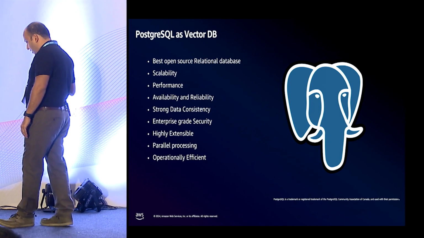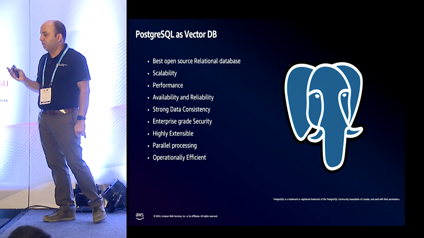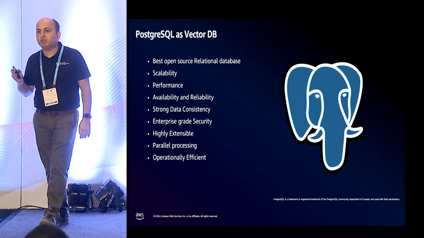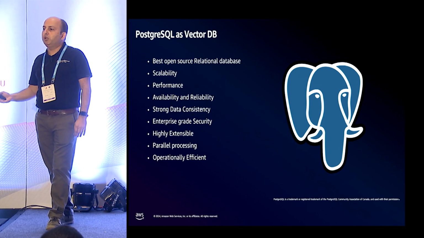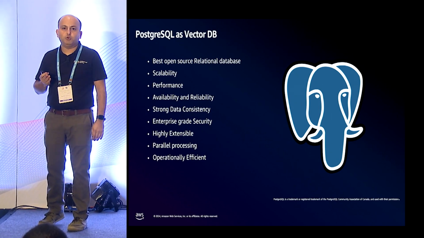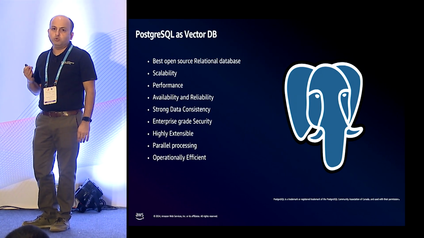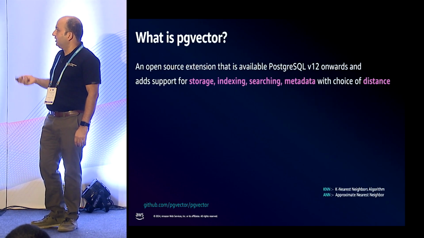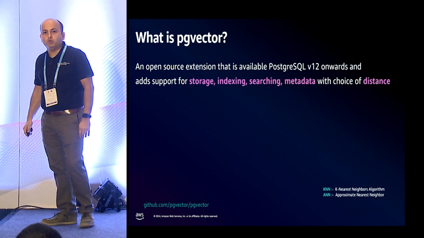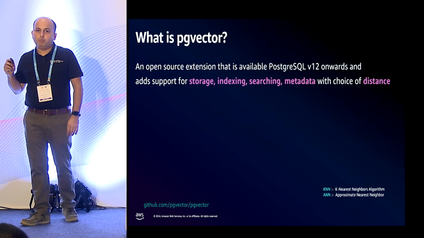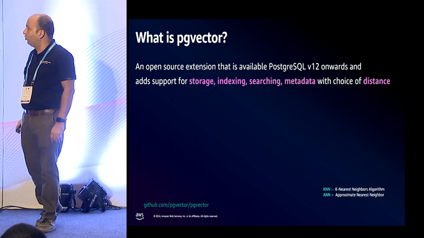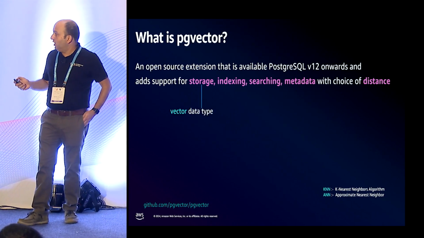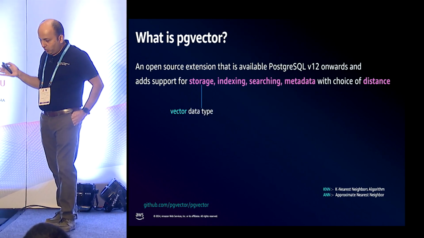The other advantage is that it's operationally efficient. Let's say you're already using a Postgres DB in your application, then why not bring your embedding data or your vector data into Postgres itself, so that you make it more operationally efficient? That's where the Postgres pgvector extension comes into the picture. This extension is open source and is supported on Postgres version 12 onwards, and it basically adds support to store your vector data type in your database.